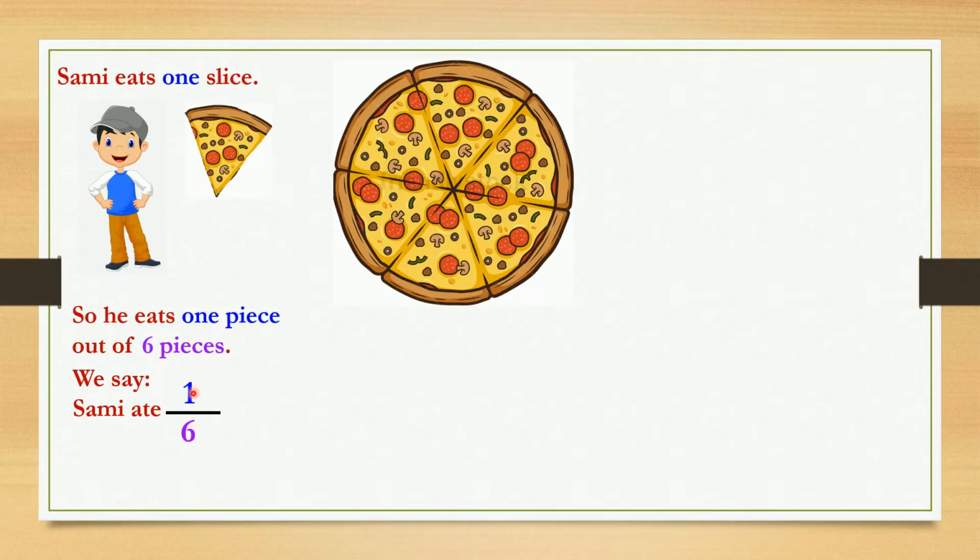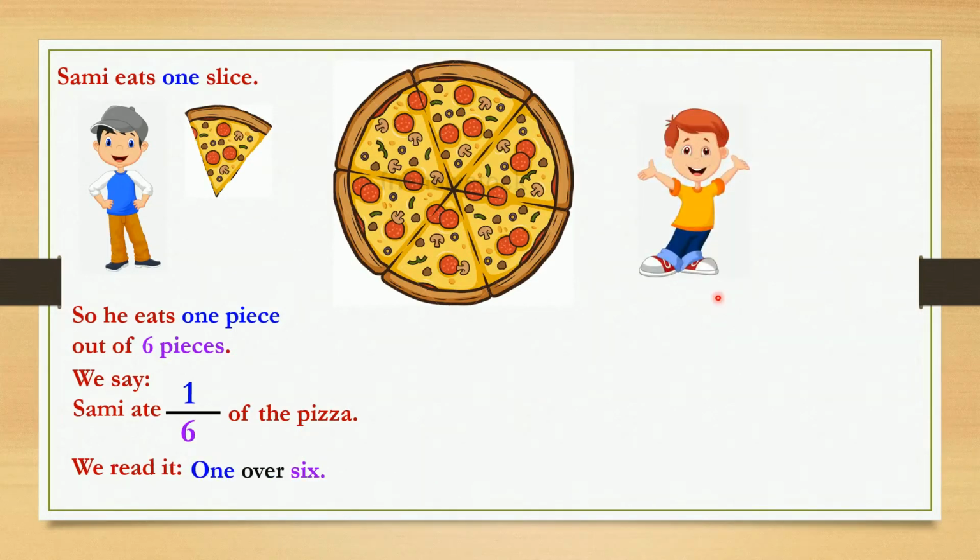One piece, 1 out of. We can use this from now on. You will use this dash, this long line. We call it over, and 6 is the total number of pieces in this pizza. So he ate 1 over 6 of what? Of this whole pizza, of the pizza. And we read it 1 over 6.